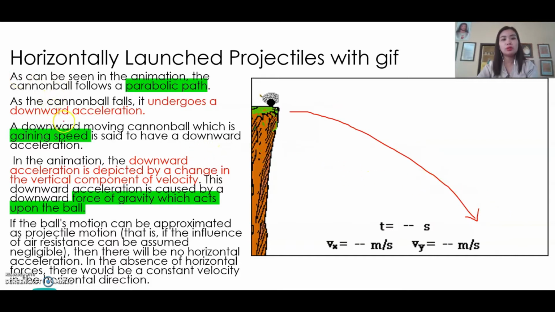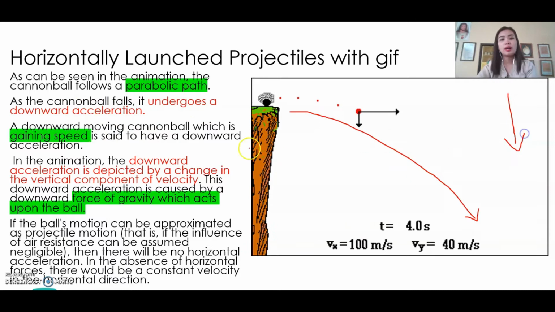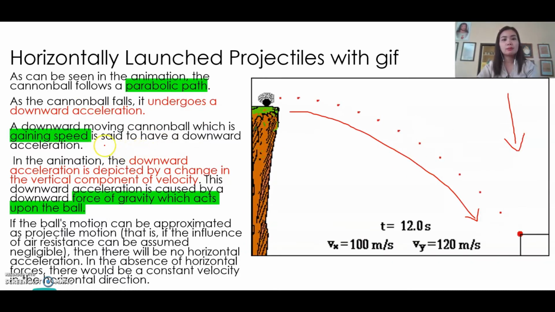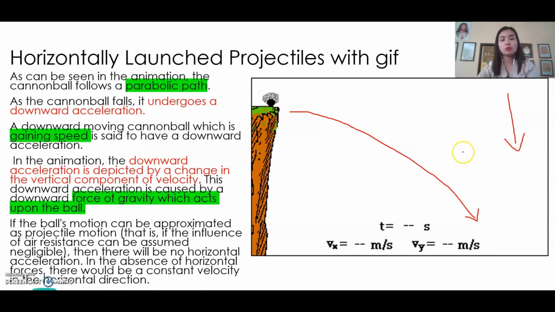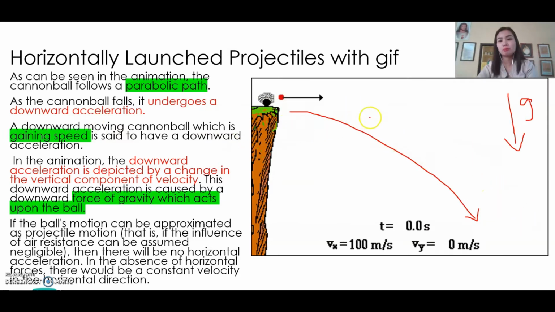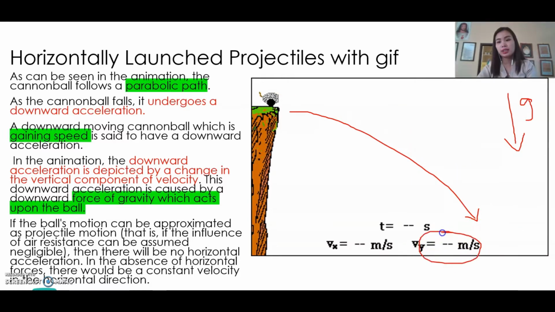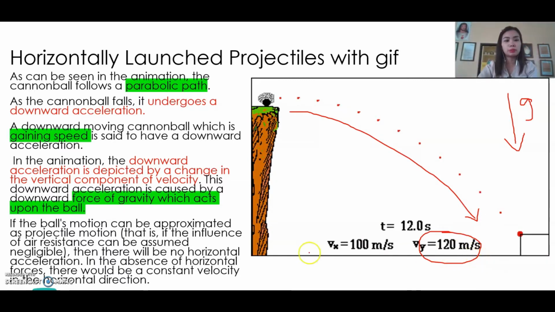Now, as the cannonball falls, it undergoes a downward acceleration. So, meron siyang downward acceleration. Why? It is because it is said to have a downward acceleration due to the force of gravity. As it moves downward, okay, yung bola natin, it gains speed. So, pakusog siya, papaspas. We're going to check our velocity here. Naga-change, diba? From 0, 30, 40, until 120 meters per second.